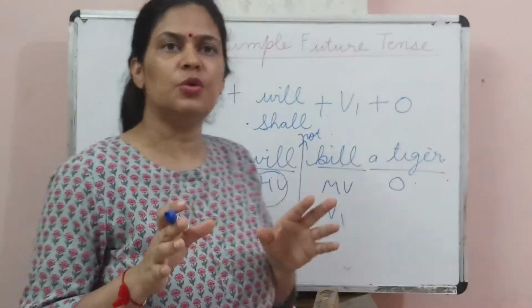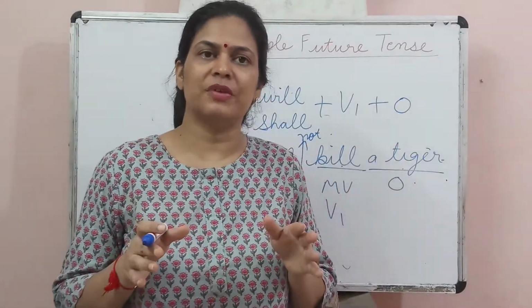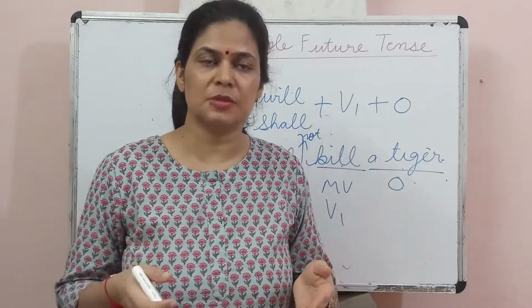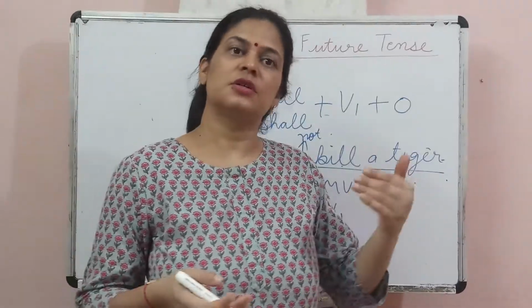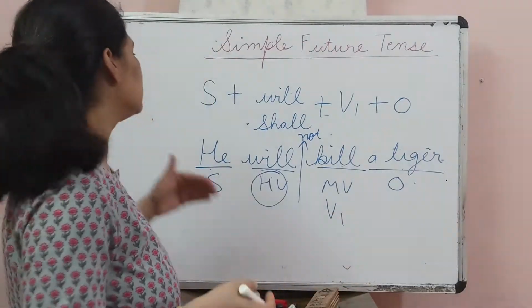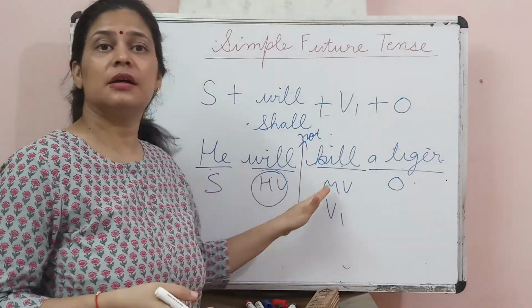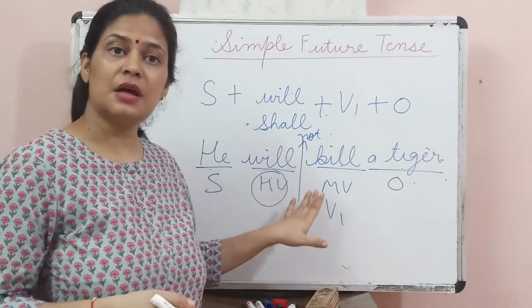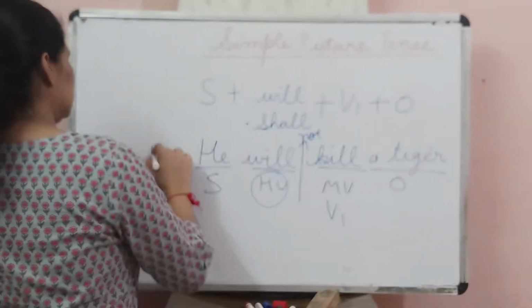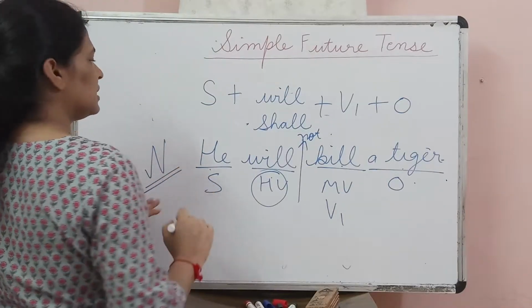Now you all know that future tenses are just predictions, probable actions. So here also the probability is that he will not kill a tiger. This is how we make the negative of the sentence.